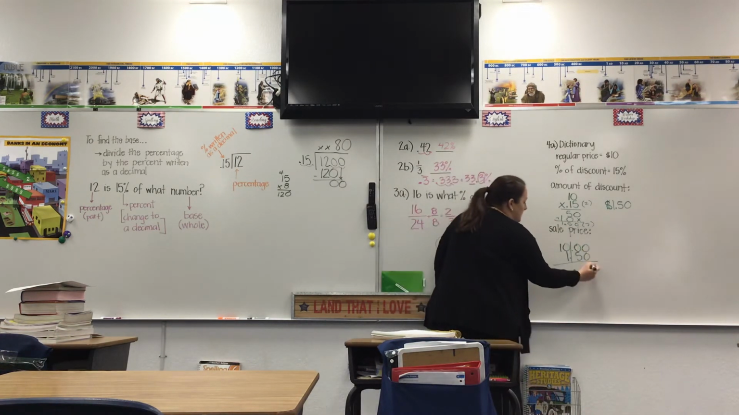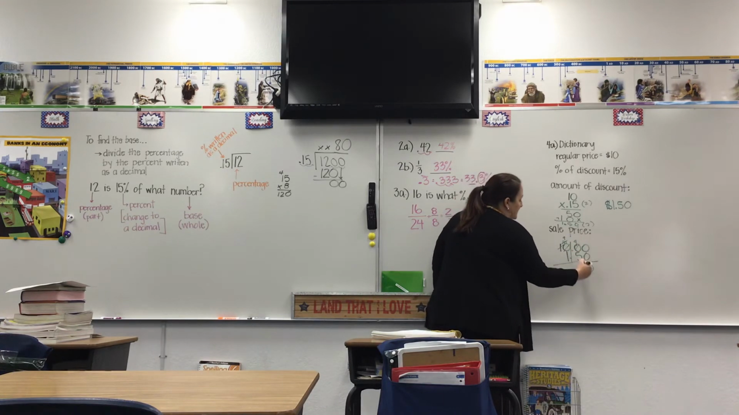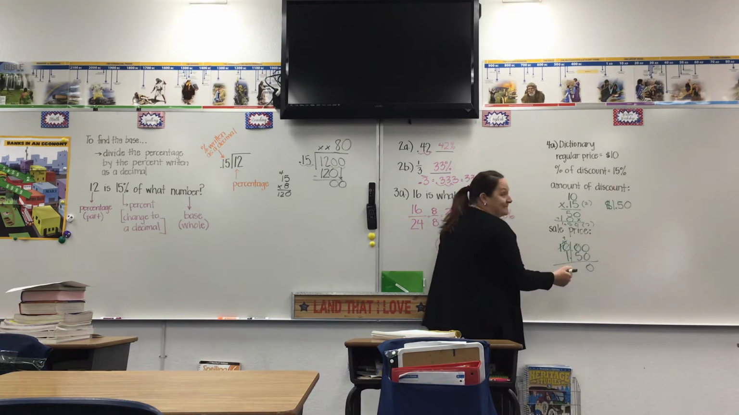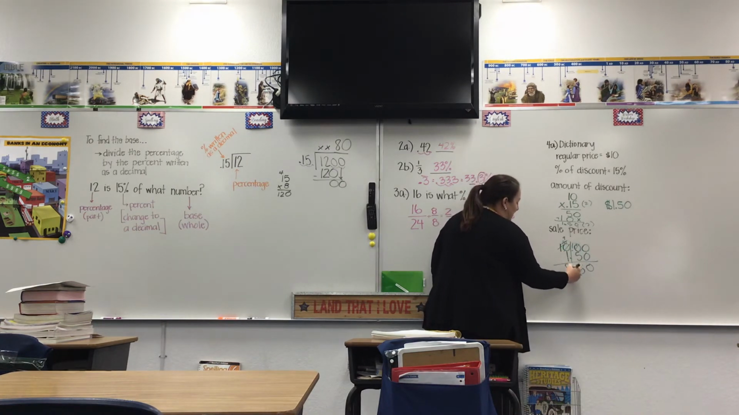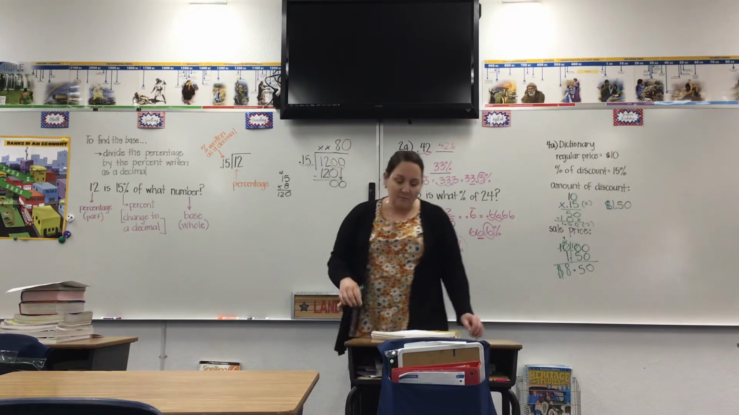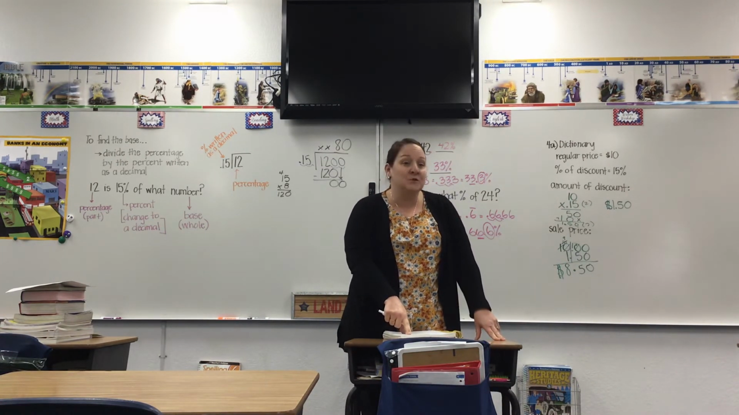So 0 minus 0 is 0. 0 minus 5, can't do it. Nope, neighbor can't help me. Now he can help me, right? And I have 9 minus 5, sorry, that's a 10. 10 minus 5 is 5. 9 minus 1 is 8. So because it's money, it's $8.50. I would like you to try B. So only do B on that one.